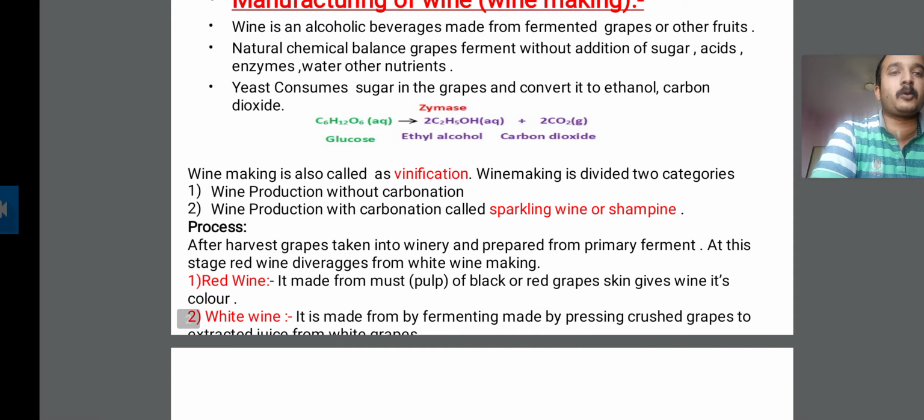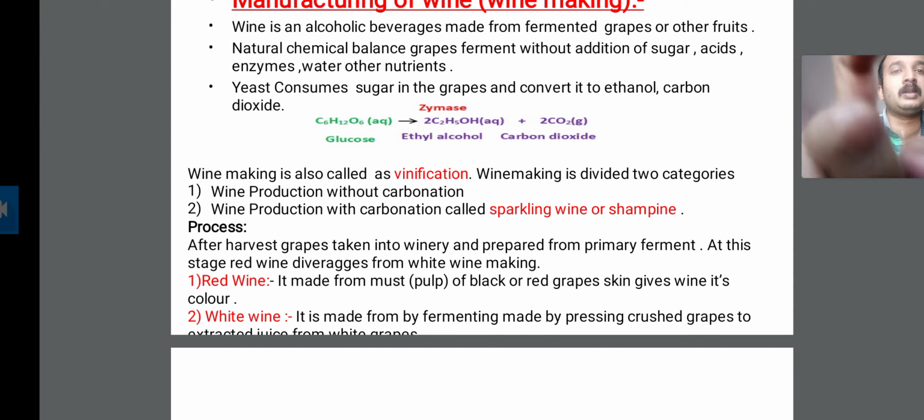Red wine is made from the must of black or red grape skin, which gives the wine its color. Black or red grape skin is used in the formation of red wine, and therefore the color of red wine comes from the must.